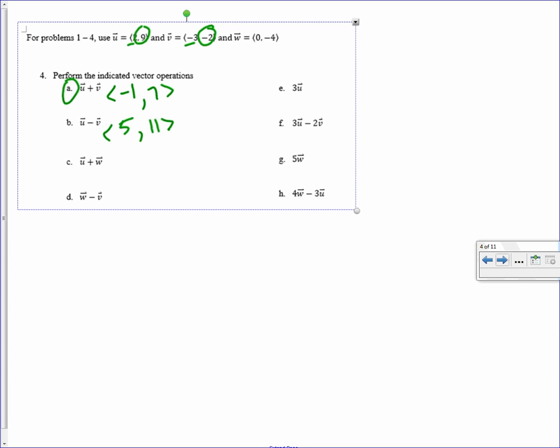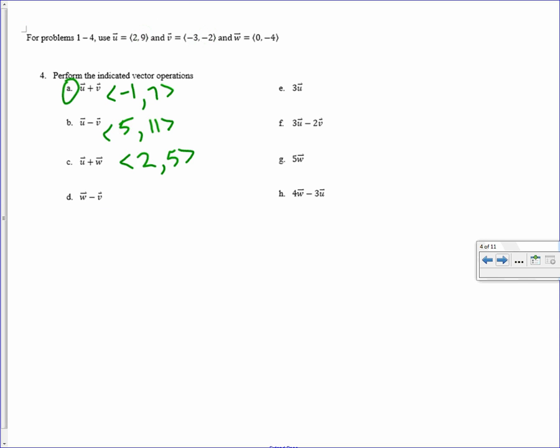To add u and w, we're going to add the x components. 2 and 0 is 2. And then add the y components. 9 and negative 4 is positive 5. Okay, subtracting. w minus v. So we're going to do 0 minus negative 3. Watch your signs there. That's going to be positive 3. And then negative 4 minus negative 2. Watch your signs. That is negative 2.